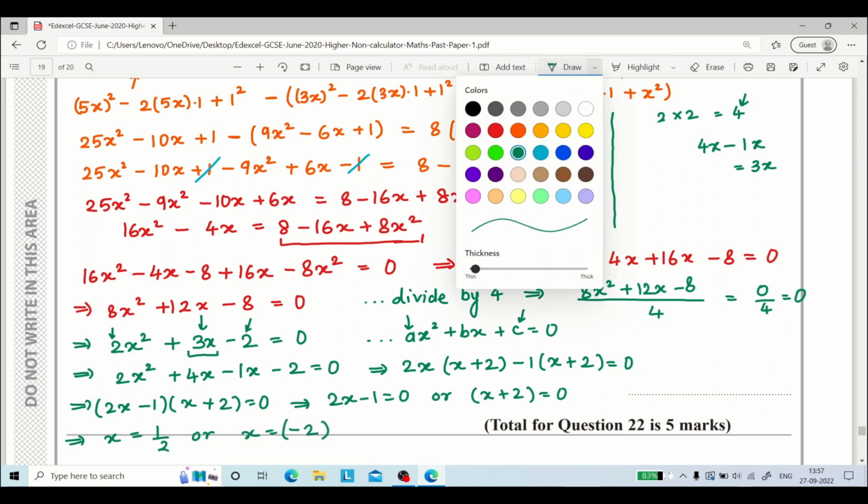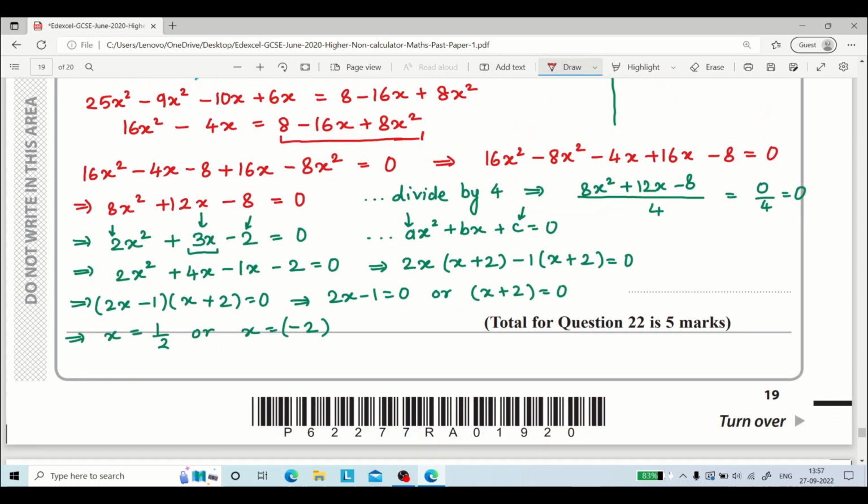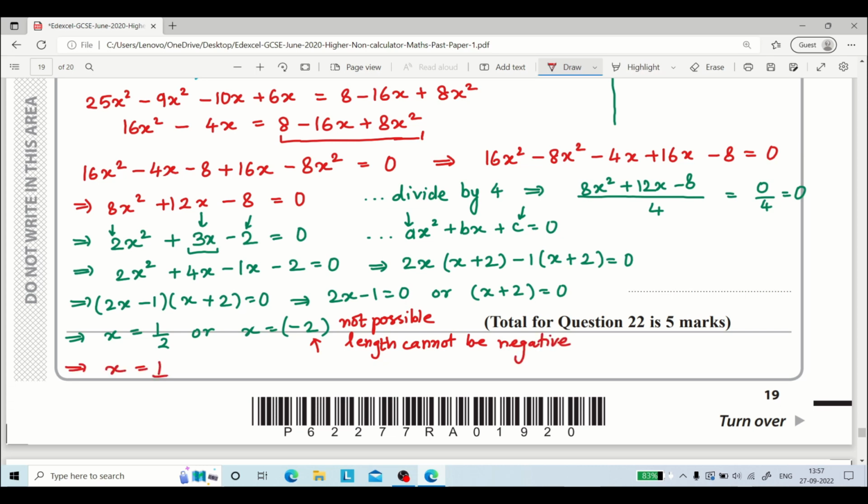However, just scroll it a bit down. However, this is not possible. Why? Because length cannot be negative. Length cannot be negative, which means your x value is going to be half. So that's your answer. I hope we are clear with this.